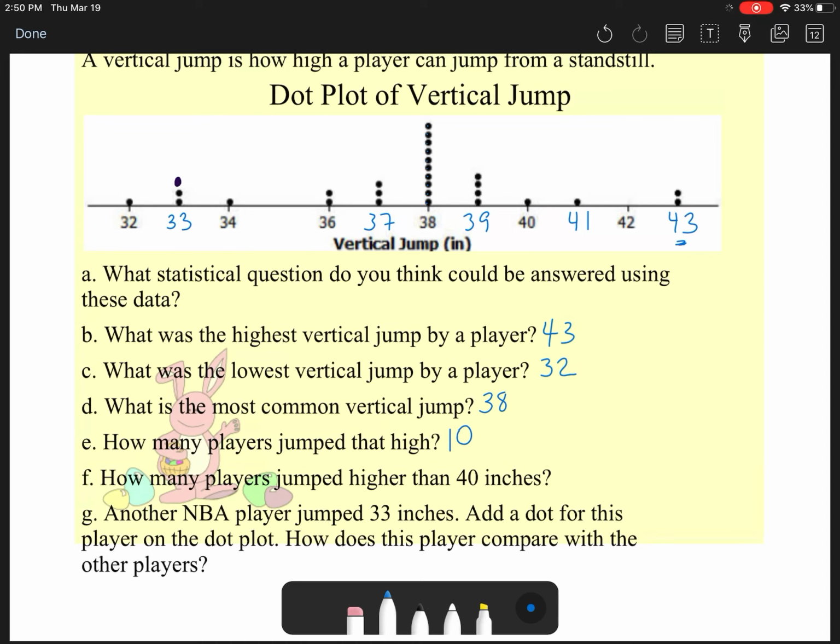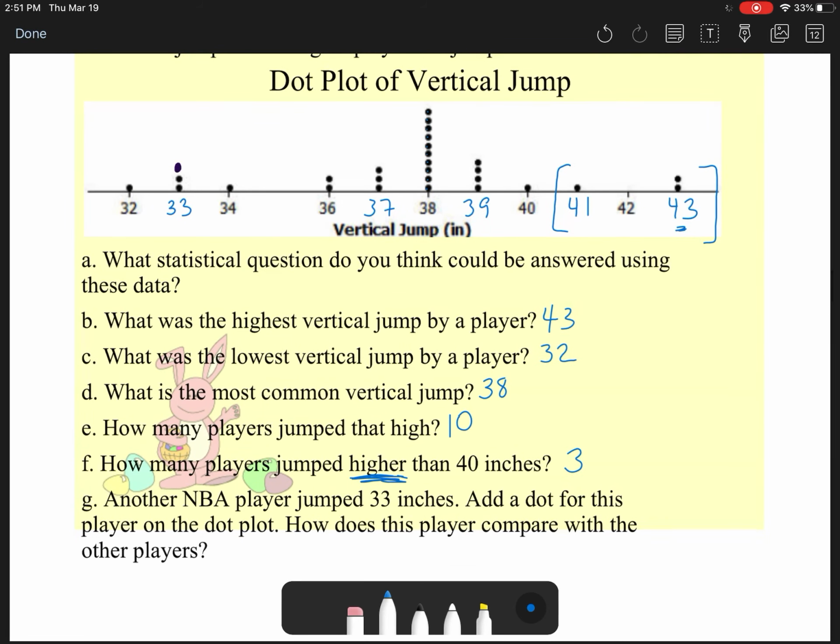How many players jumped higher than 40 inches? So this is important right here. It says jumped higher than 40 inches. Does that include 40? No, it doesn't, because it's how many jumped higher than that. So the only ones that we're going to include are from 41 to 43. And we have 3 NBA players that could jump between 41 and 43.